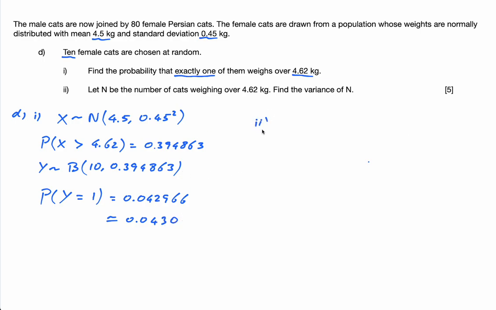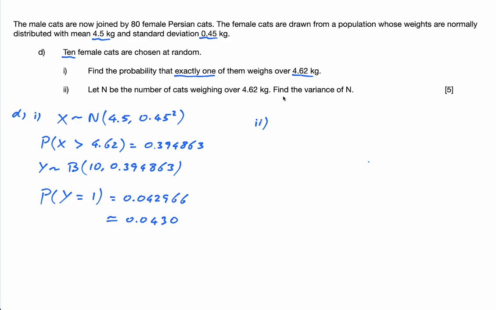Okay, part ii. Let N be the number of cats weighing over 4.62 kilograms. Find the variance of N, right? So this is still related to the 10 female cats, because this is part D and this is part D, so it's still related to the 10 cats, not the 80 cats, the 10 cats.